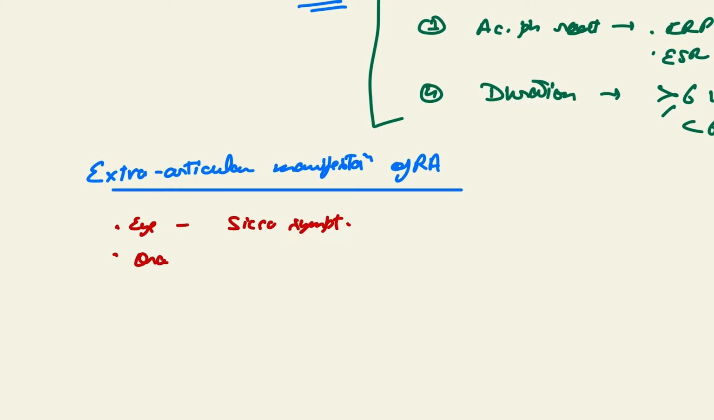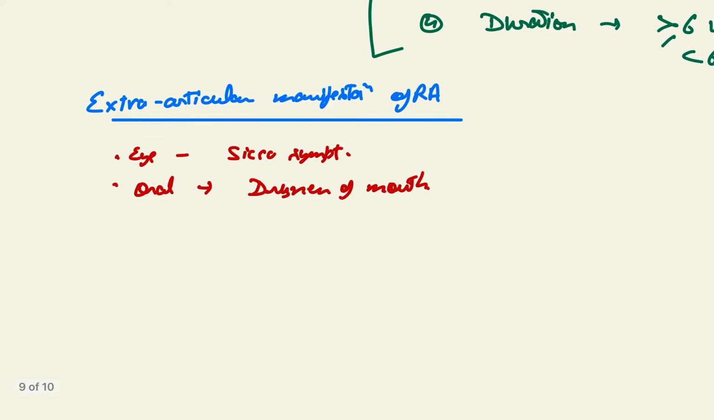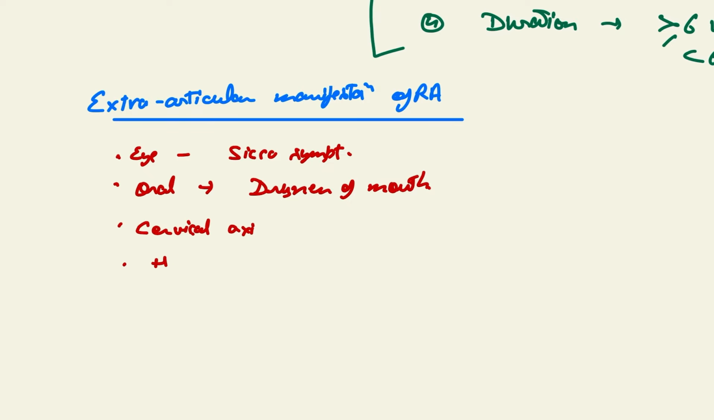Then it can involve the oral cavity also. There is also the sicca complex, that is a dryness of the mouth, dysphagia, and the oral ulcers can sometimes be there, difficulty in opening the mouth, and cervical lymphadenopathy can be there, right? And the next, the heart is the most common organ that can be involved, like pericarditis, myocarditis can be there, right?